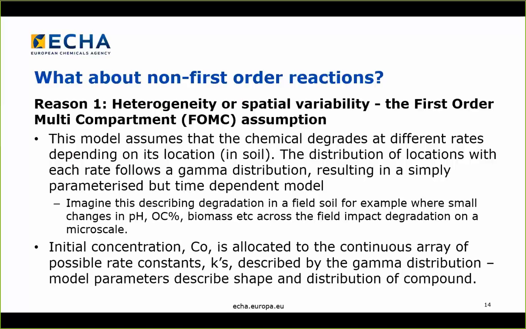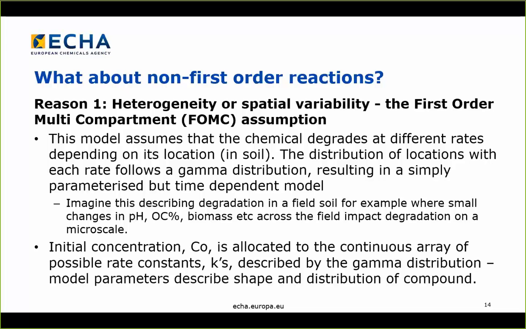And that's the physical basis behind the first of our non-first order kinetic models, the first order multi-compartment or FOMC model. And FOMC assumes that your chemical degrades at different first order rate constants depending on its location, for example, its location in the soil environment. And the distribution of locations with those different rate constants follows a gamma distribution. A gamma distribution is just a type of probability density function described by 2 parameters, okay? And that results in quite a simply parameterized but time-dependent model.